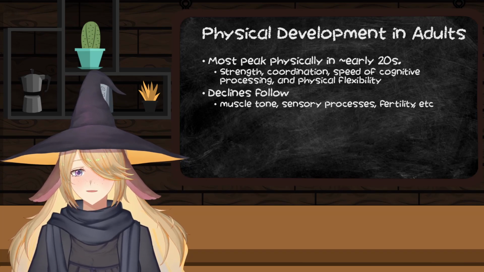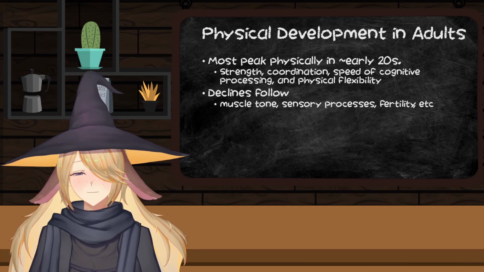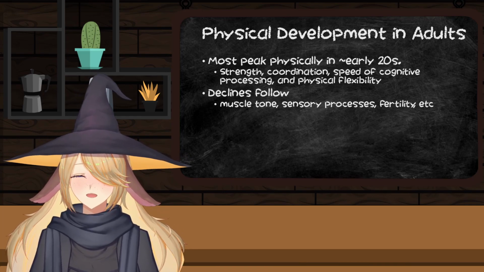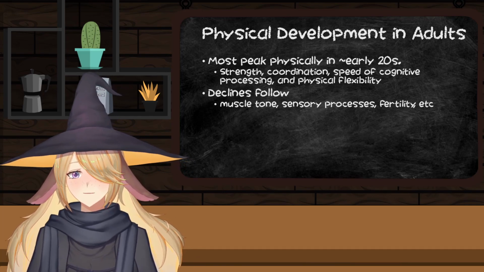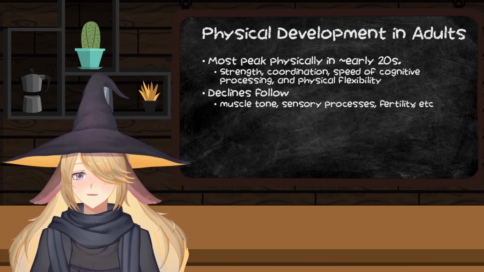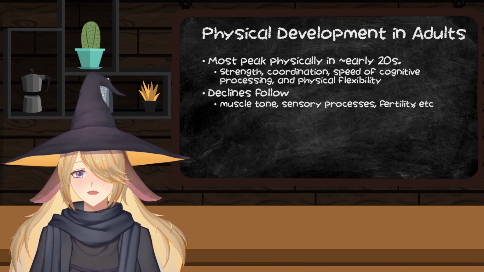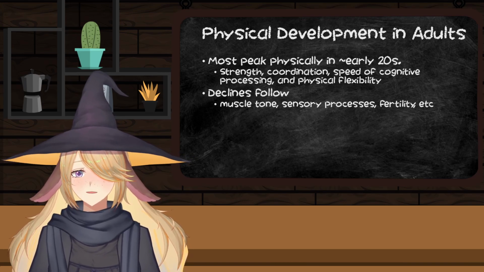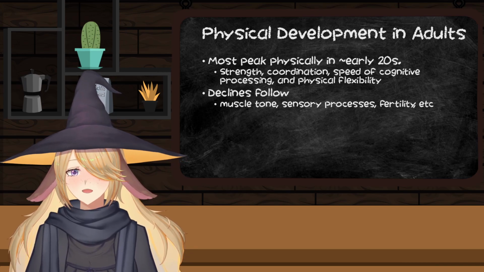So what does it mean to move into adulthood then? Well, most people peak in their early 20s, which is why I tell everyone that I'm 24 and not a day older. And usually that means that after about our early 20s, we start to see a gradual decline in strength, coordination, speed, cognitive ability, physical flexibility, whether or not my back hurts in the morning, and so on and so forth.